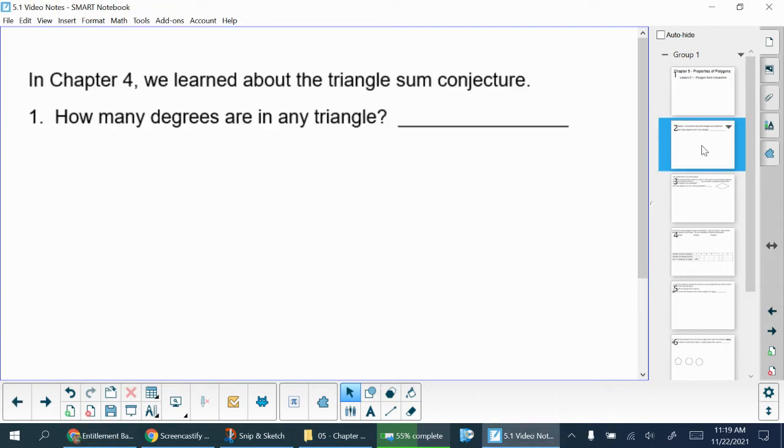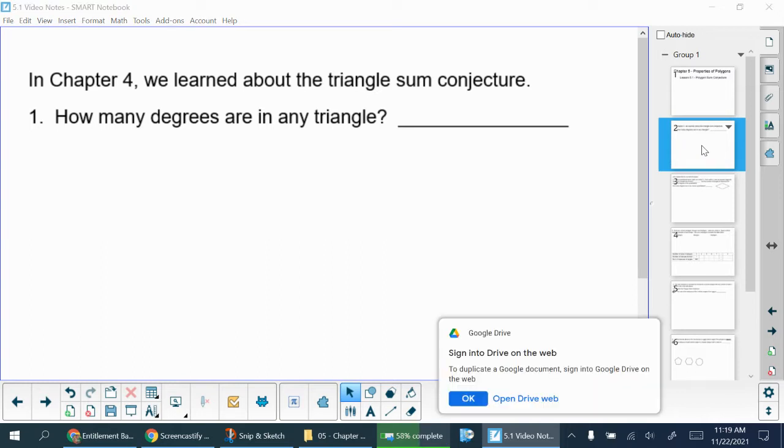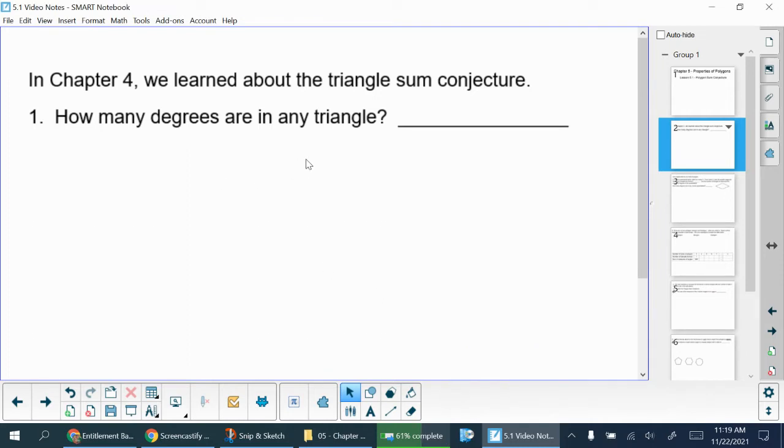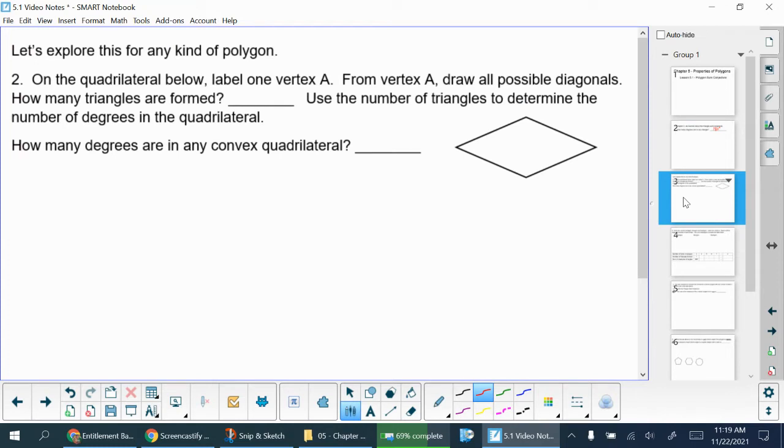So the first thing here in chapter 4, we did our very first conjecture, the triangle sum conjecture, and with a triangle specifically, we remember that a triangle always has 180 degrees. So go ahead and put that down, and then we're going to move on to other polygons. So first off, let's take a look at a quadrilateral.